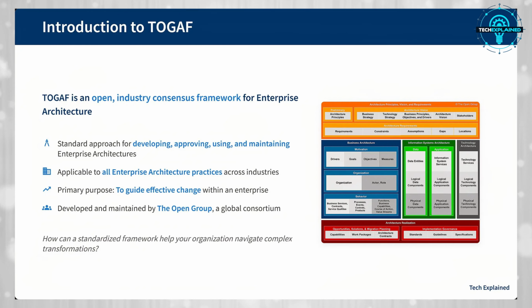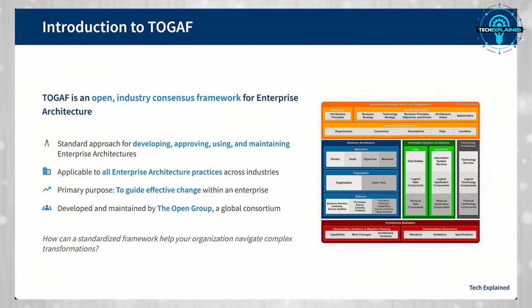So, what exactly is TOGAF? Well, imagine you're planning a major renovation of your house. You wouldn't just start knocking down walls without a plan, right? You'd want a blueprint that shows how everything connects and fits together. That's essentially what TOGAF provides for organizations. It's a blueprint for developing, approving, using, and maintaining enterprise architectures. TOGAF stands for the Open Group Architecture Framework, and it's developed and maintained by the Open Group, a global consortium focused on achieving what they call boundaryless information flow.